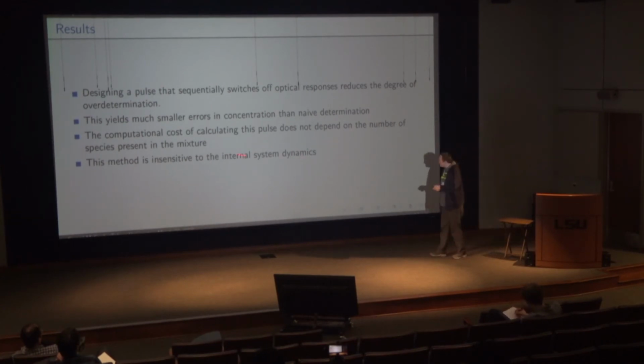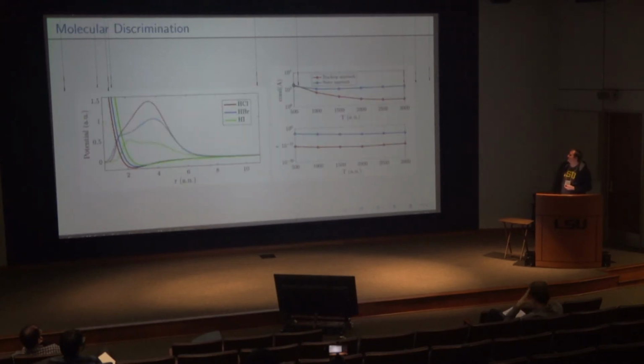The other thing about this method is that it's quite generic. It doesn't matter what the internal dynamics you're talking about are, as long as there's some link between the expectation you're trying to look at, which is the current here, and the control field, so that you can describe the expectation that you want in terms of the control field.